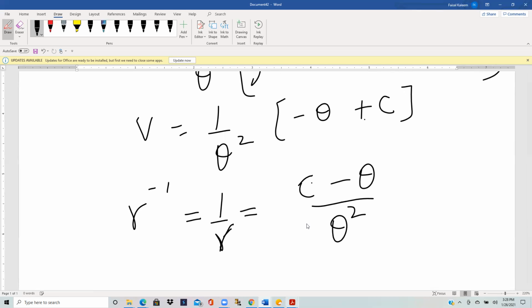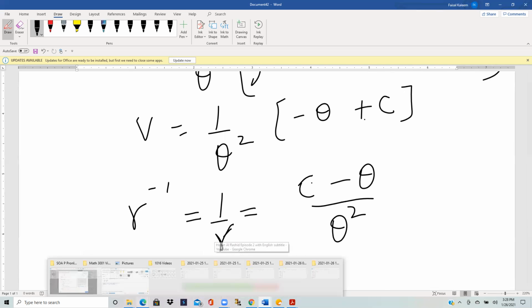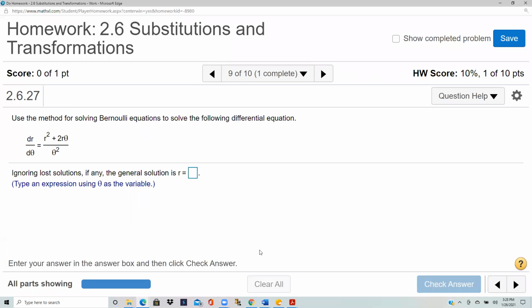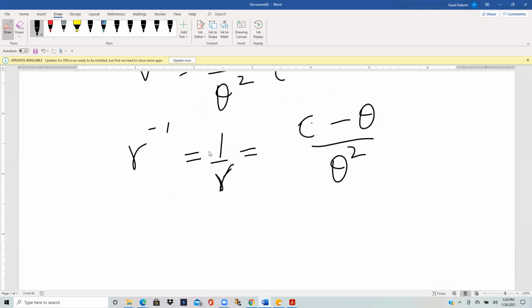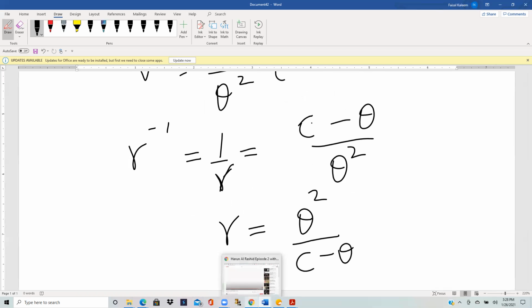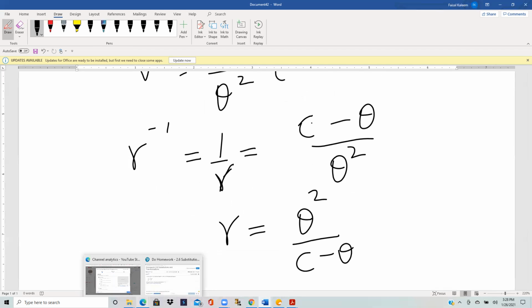And they probably will want us to write it as a function of r. Let's see which form they want. Okay, yeah, they want it as a function of r. So that means, r to the -1 is 1 over r. So if you want to get r, you take a reciprocal of both sides. So r will be theta square over c minus theta.